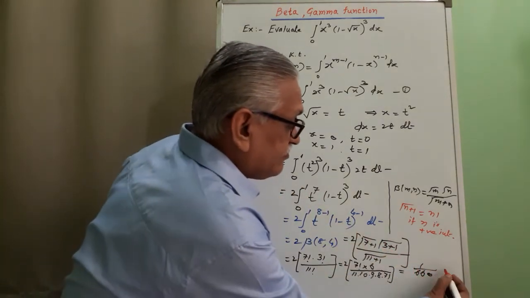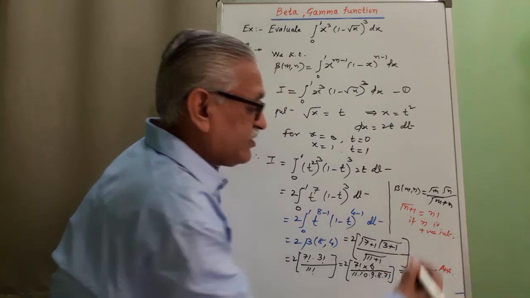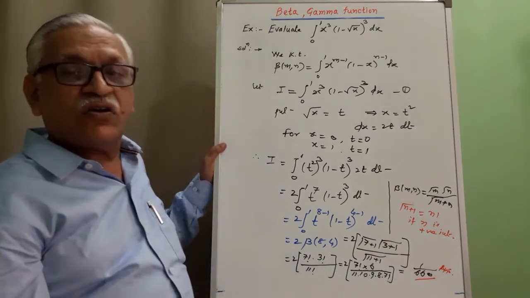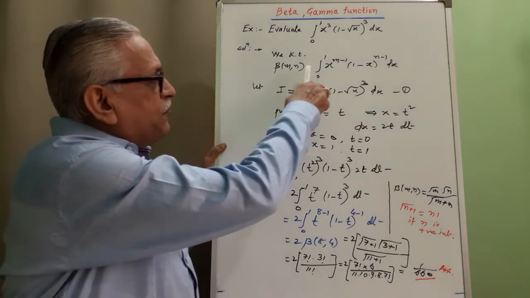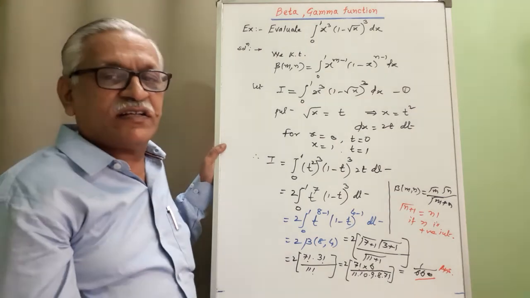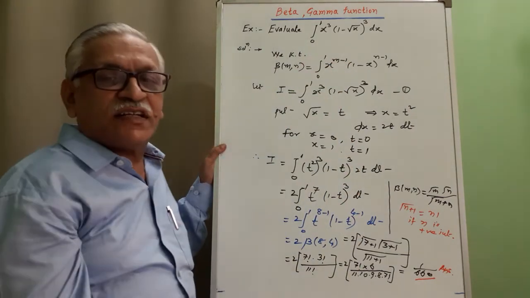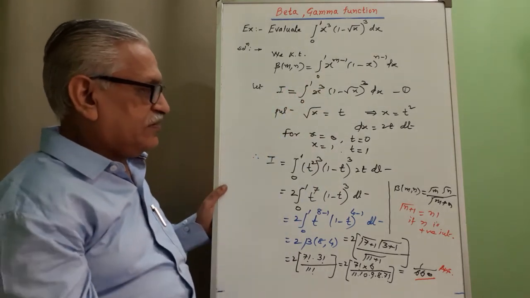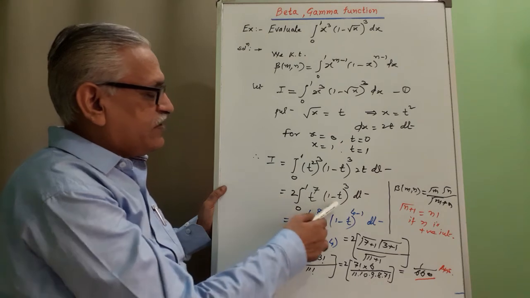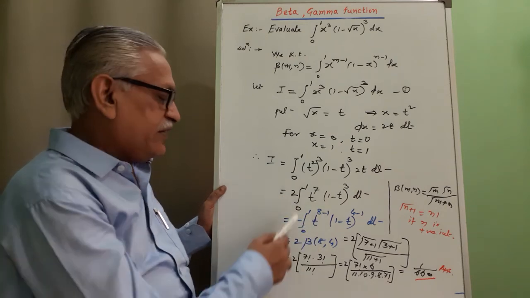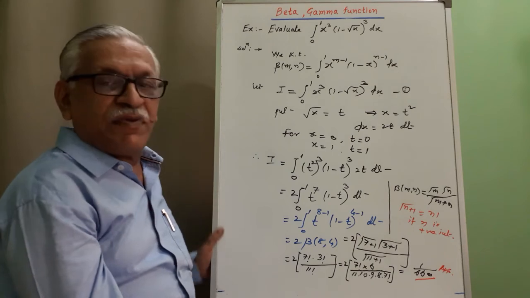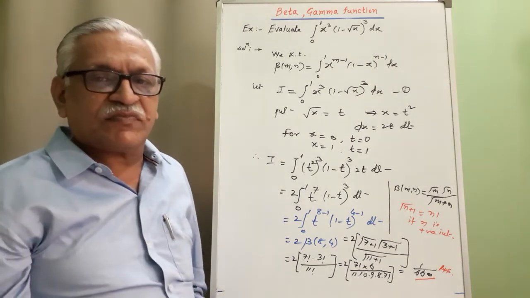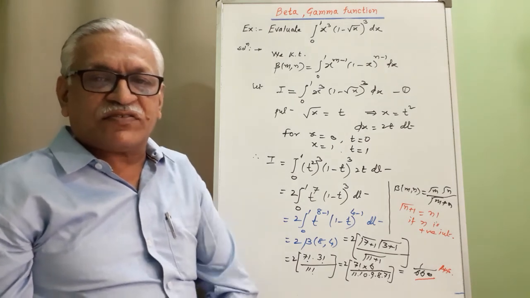The answer, or the value of that definite integral, is obtained by converting the integral into the form of the definition of the beta function, then using the substitution we get the beta form, and then applying the relation between beta and gamma to get the value of that beta function. One more example I will discuss in my next video.